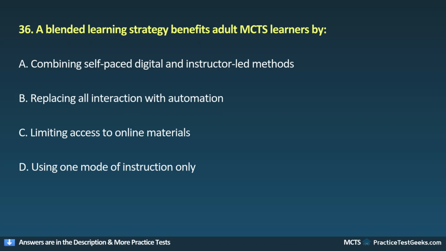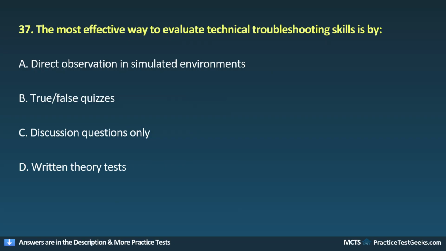36. A blended learning strategy benefits adult MCTS learners by A. Combining self-paced, digital, and instructor-led methods. B. Replacing all interaction with automation. C. Limiting access to online materials. D. Using one mode of instruction only.